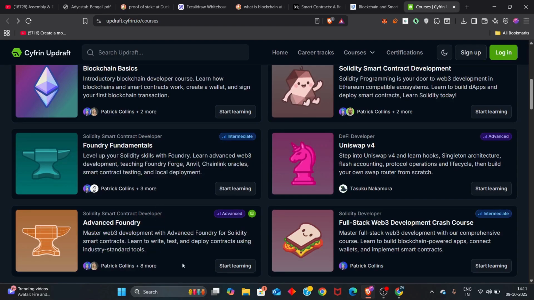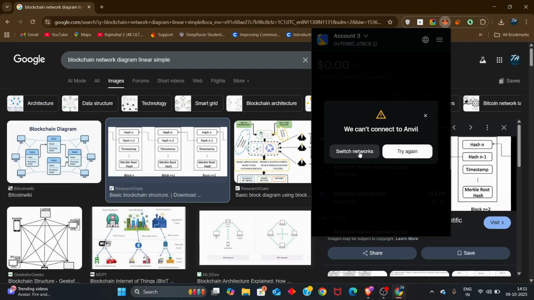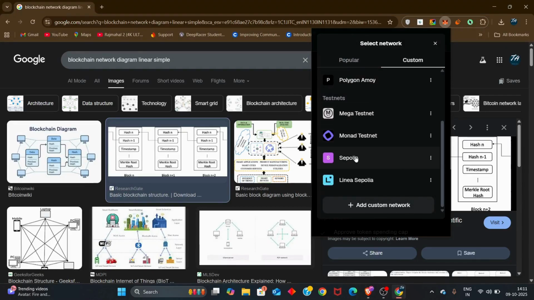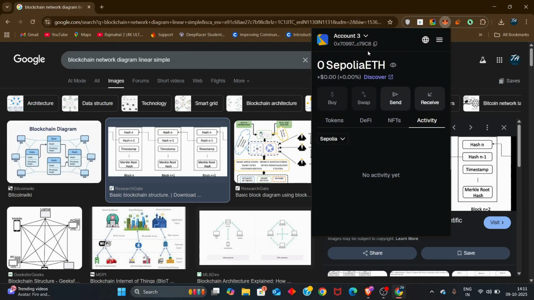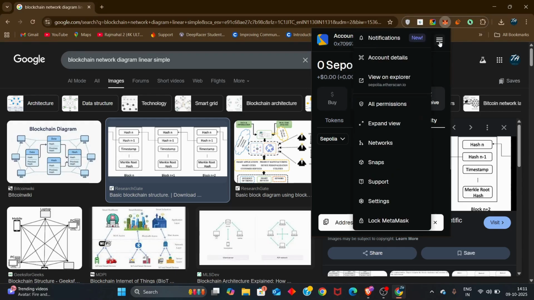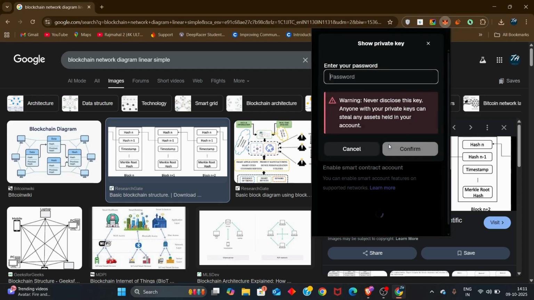Okay, let me see if this has opened. Let's switch to the Sepolia network. Okay, so let me show you how the private key looks. I don't use this account, so I'm just showing you, but you should not do it. Account details is where you can see it. Private key. I have to type in my MetaMask password first.